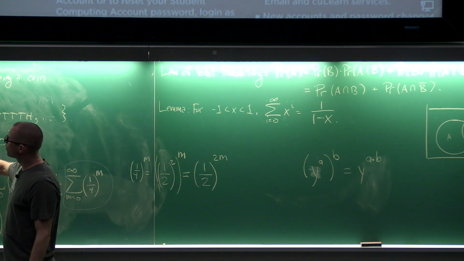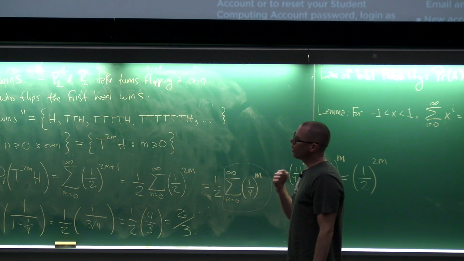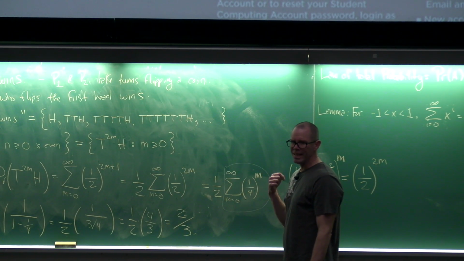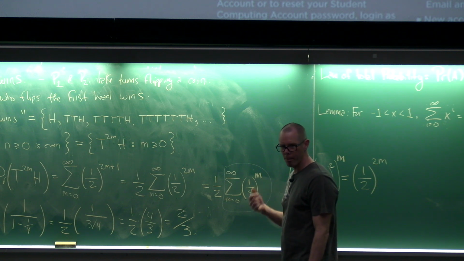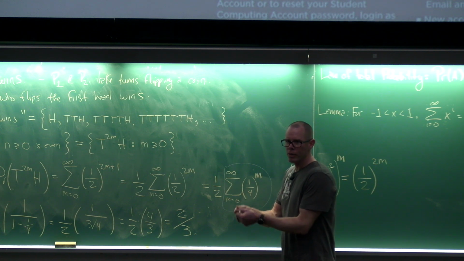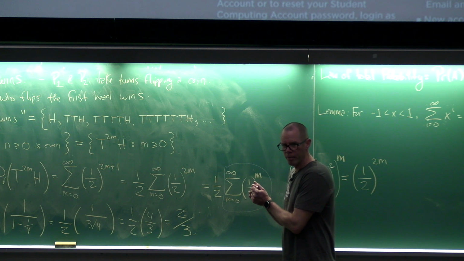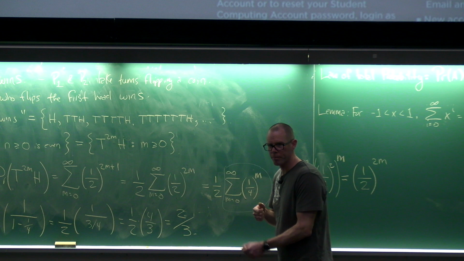Because these are the events where player one wins. So that means that the coin was tossed an even number of times, coming up tails every single time. And at the end of that, after an even number of coin tosses, the coin is back in the hands of player one, and then he makes the winning toss, the head.